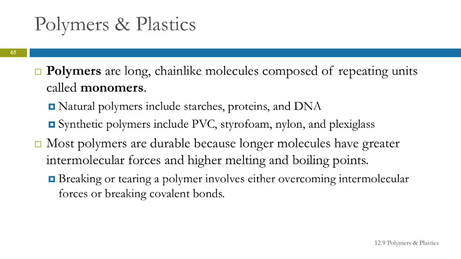Polymers and plastics. A polymer is a long chain-like molecule formed of repeating units, and those units are called monomers. Mono means one. I should probably look up where mer came from, but polymer means many mers, and this is one mer. So we've got repeating units.